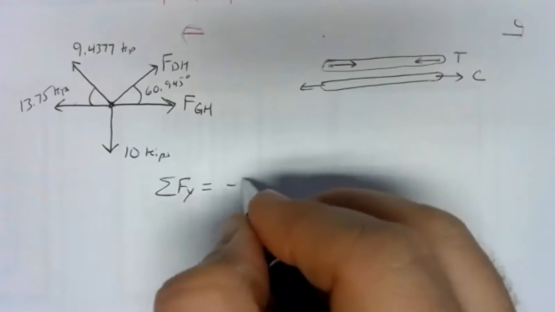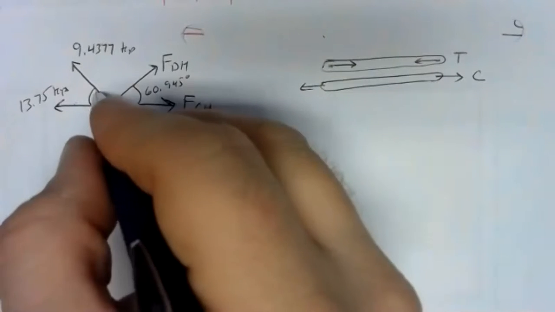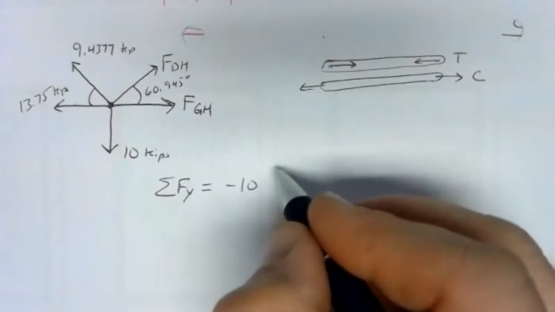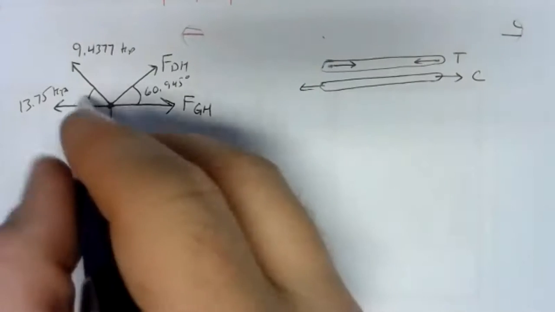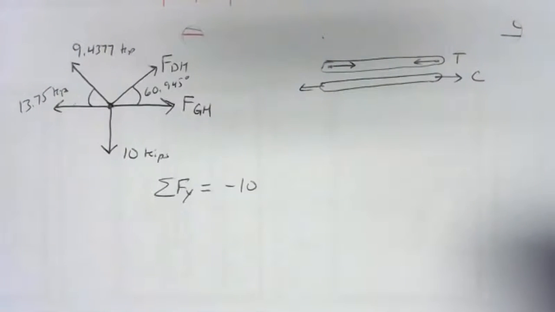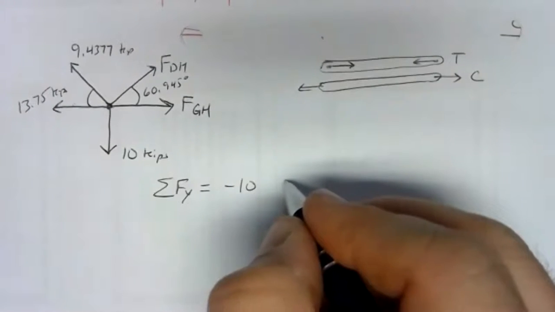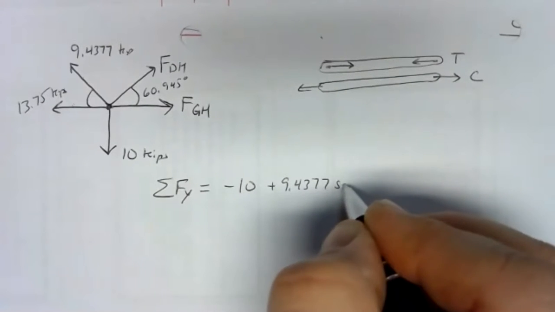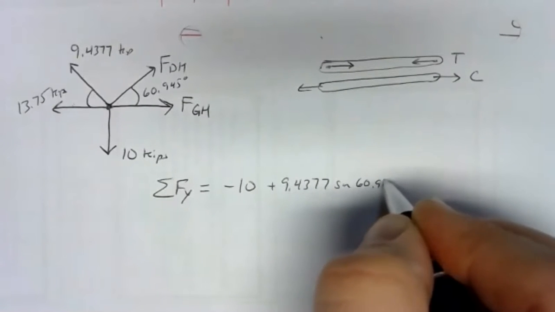I've got a negative 10 kips. I've got a piece of this 9.4377. I've got the vertical piece of that, and that's the opposite side, so that is sine. So I have a positive 9.4377 kips, sine of 60.945.